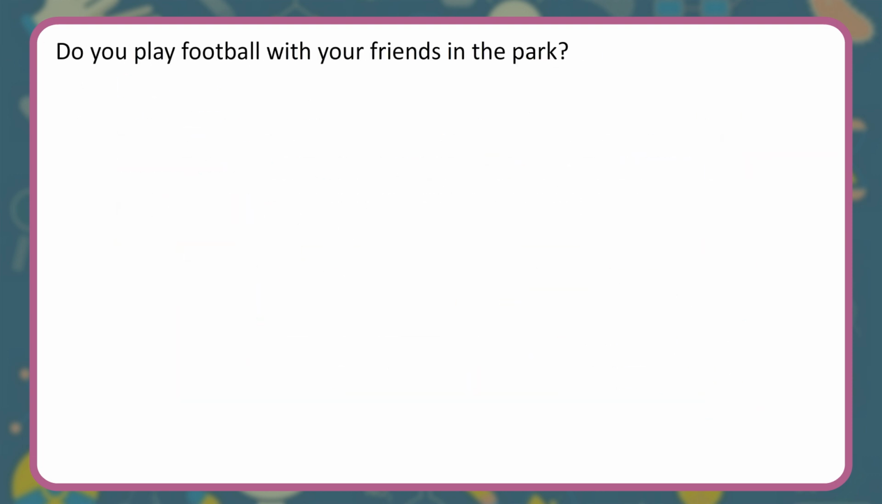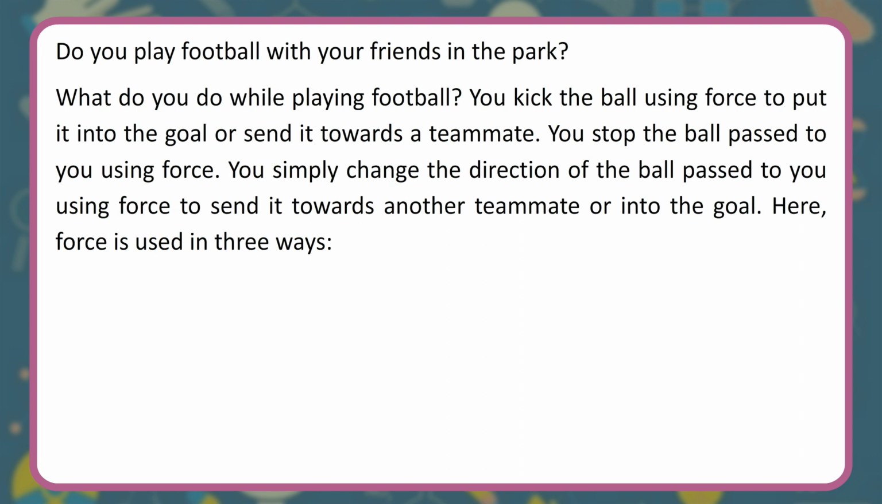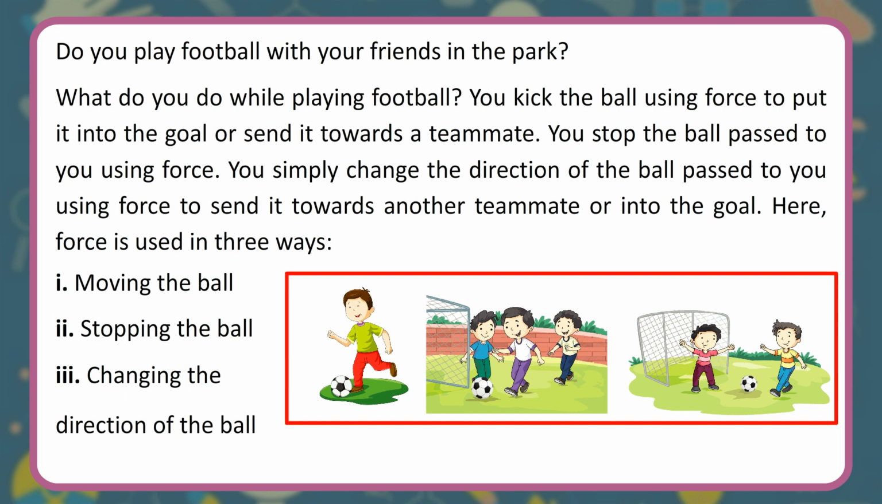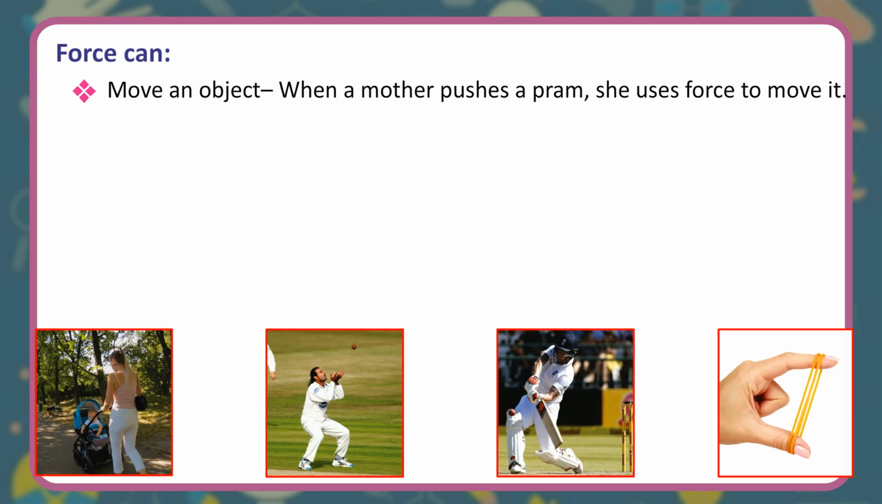Do you play football with your friends in the park? What do you do while playing football? You kick the ball using force to put it into the goal or send it towards a teammate. You stop the ball passed to you using force. You simply change the direction of the ball passed to you using force to send it towards another teammate or into the goal. Here, force is used in three ways: moving the ball, stopping the ball, changing the direction of the ball.